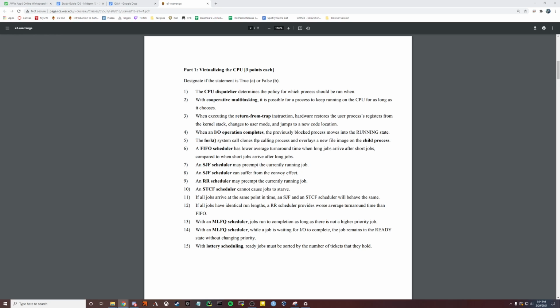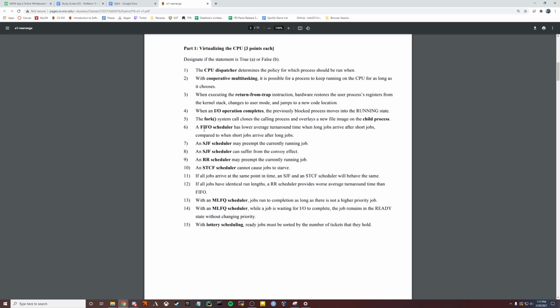Let's see. And I don't really know what they would mean by overlays. Yeah, I don't know. The first part of this, the fork system call clones the calling process, sounds correct, but I really don't remember any bit about this last part. I guess we can just send it and call it true, see what happens.